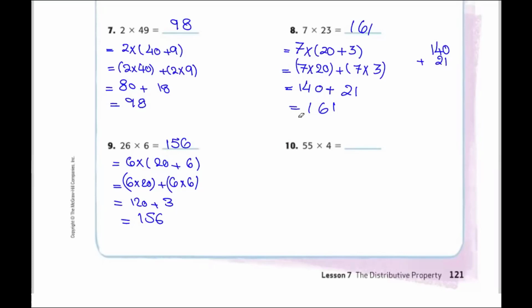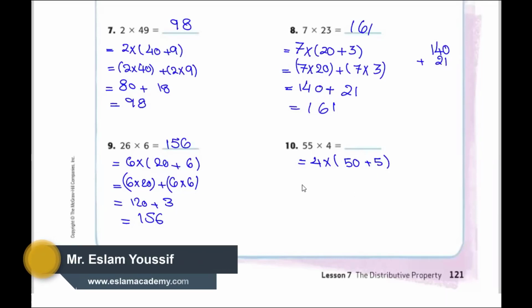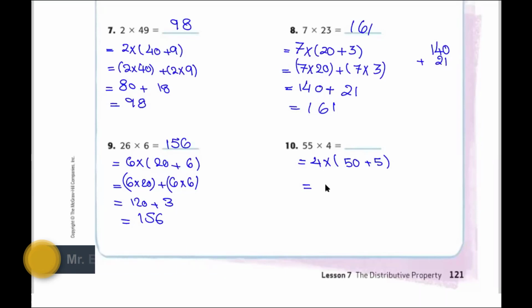Now we put the 4 down, 4 times. And then we put 10 plus 5. I think now the lesson is easy. And then we put 4 multiplied by 5, plus 4 multiplied by 10. What is the answer for the first one?